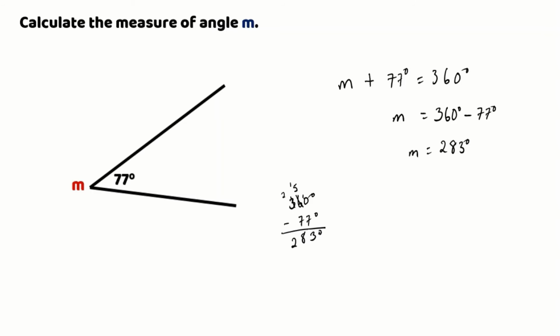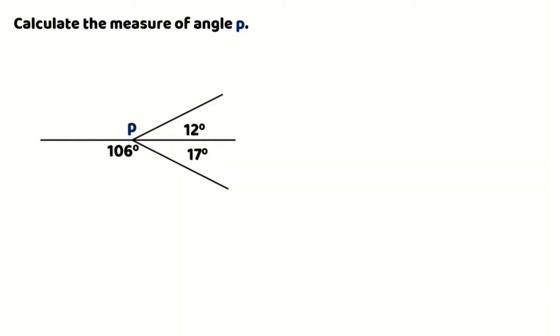Let's try another example. Now you can feel free at this point to pause the video, try to solve the question for yourself, and then when you're ready, you can work along with me to see if you got the exact same answer. Okay, so we're going to begin again by writing out our equation. So our angle P plus 12 degrees plus 17 degrees plus 106 degrees should all sum to 360 degrees.